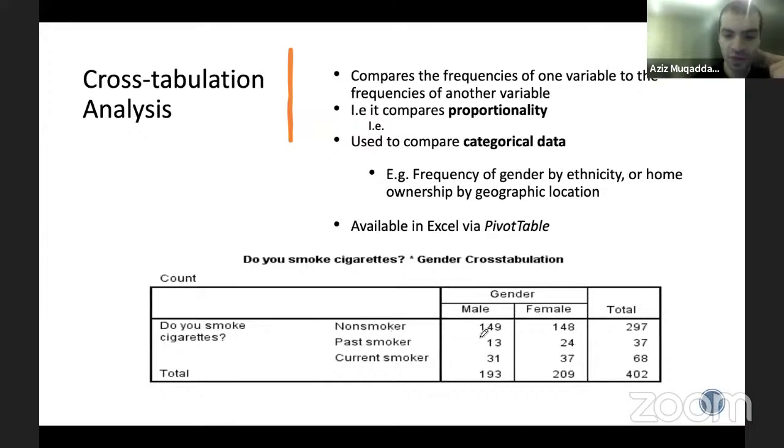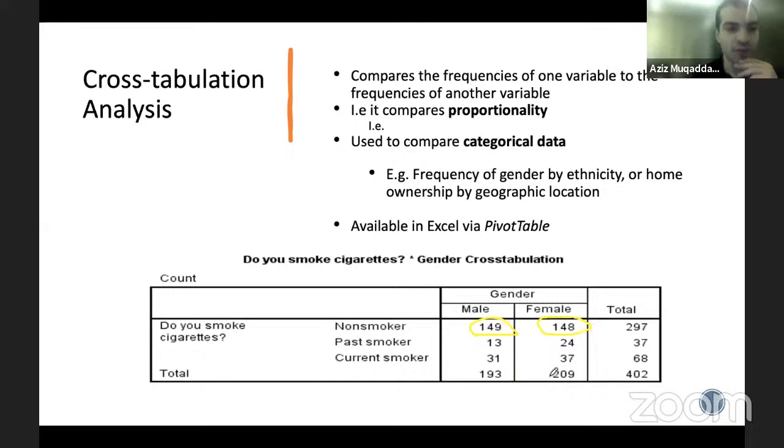So for non-smokers, you would see 149 male, 148 female. Past smokers, 50 male, 50 female is like 24. So we have more females who are past smokers than males. And current smokers, we have 31 males and 37 females. So we slightly have more current smokers who are female than male, only by 6 individuals. Now we look at the total. So we have 193 males and 209 females.